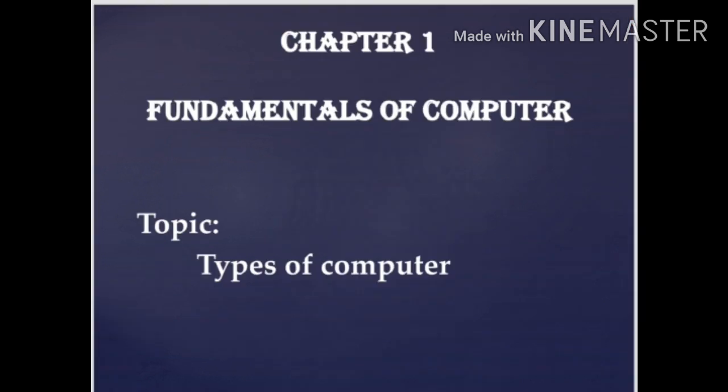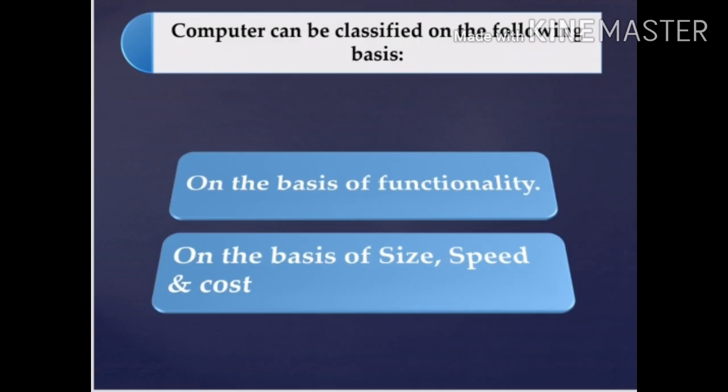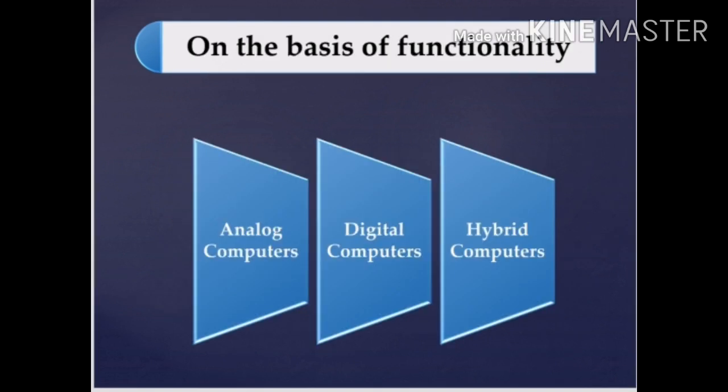And the topic of today's lesson is types of computer. Computer can be classified on the following basis. The first one is on the basis of functionality and the second one is on the basis of size, speed and cost. First of all, we are going to discuss on the basis of functionality.